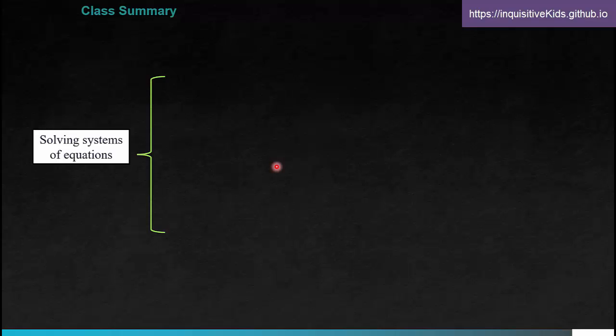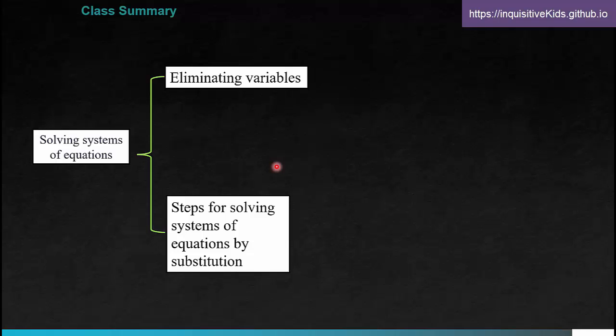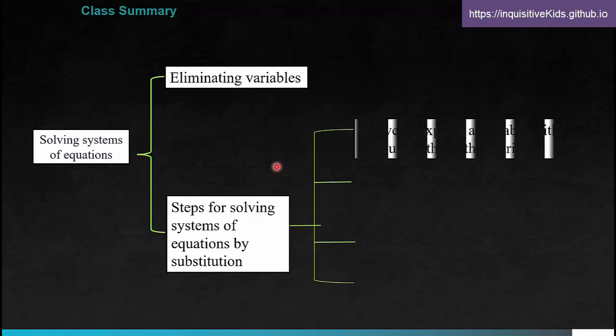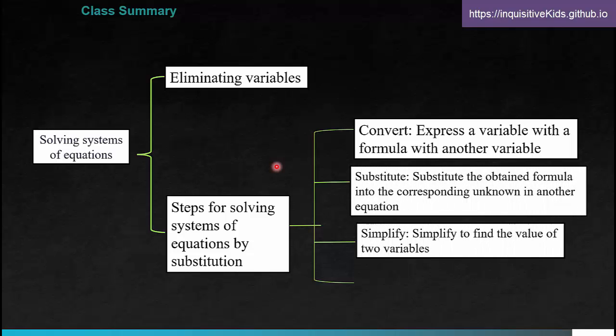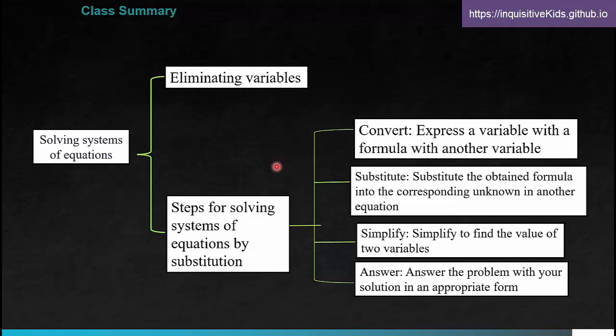Class summary. Today we learned all about solving systems of equations. We learned about the idea of eliminating variables and steps for solving systems of equations by substitution. And there are 4 main steps. First, we convert. Then we substitute, simplify, and answer. About the conversion, I just wanted to tell you that it's not really creating a new equation, it's just rearranging the terms you already have, not adding nor deleting any from the original equations. And substitute.